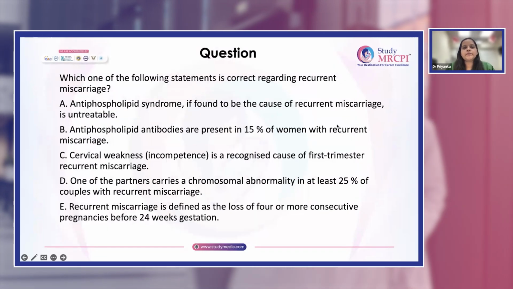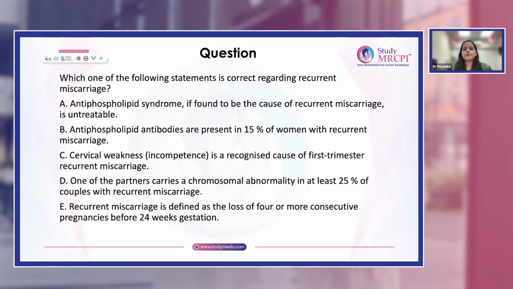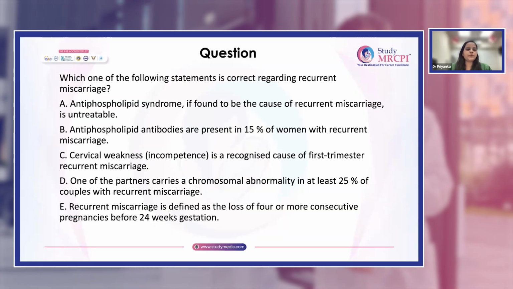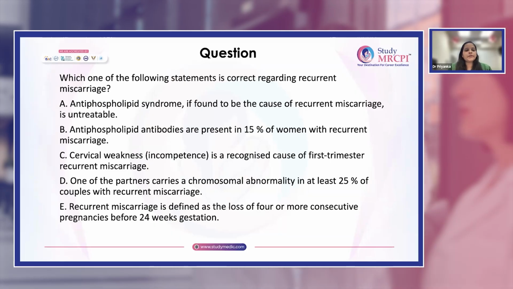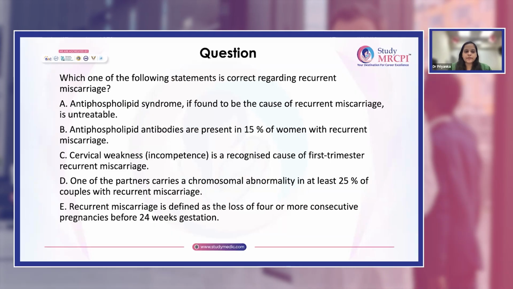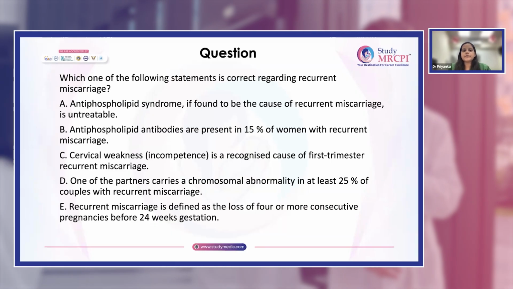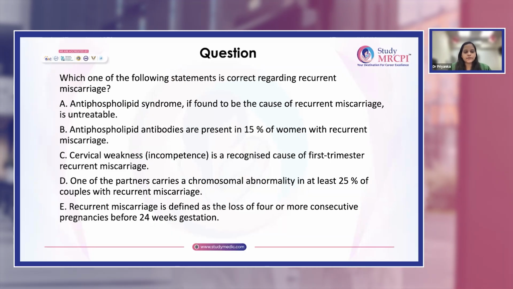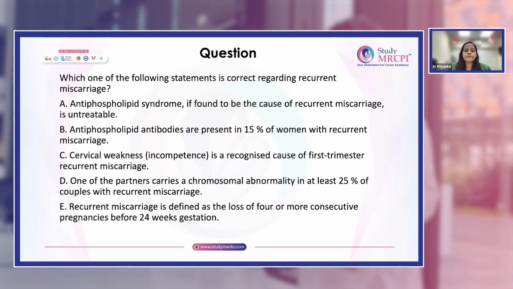Which of the following statements is correct regarding recurrent miscarriage? APLA, if found to be the cause of recurrent miscarriage, is untreatable. No. If it is found to be the cause of miscarriage, then we have treatment for that, a combination of aspirin plus a low molecular weight heparin. Antiphospholipid antibodies are present in 15% of women with recurrent miscarriage. Yes, this answer is correct. So the incidence is 15% in those who have recurrent pregnancy loss.